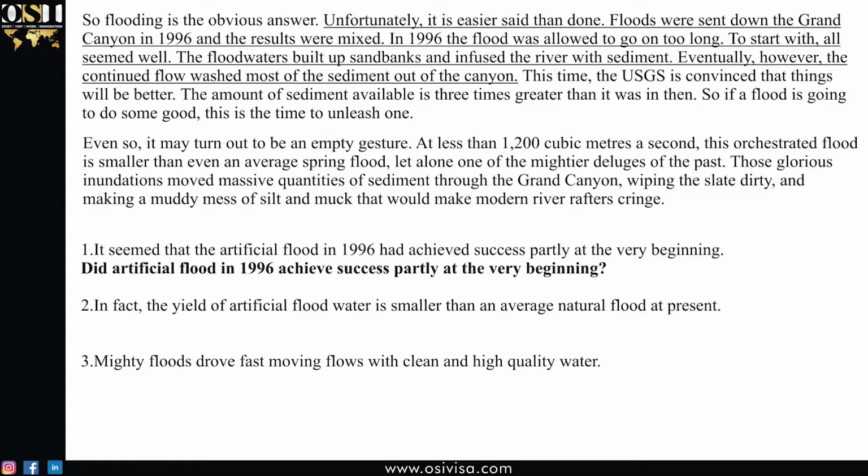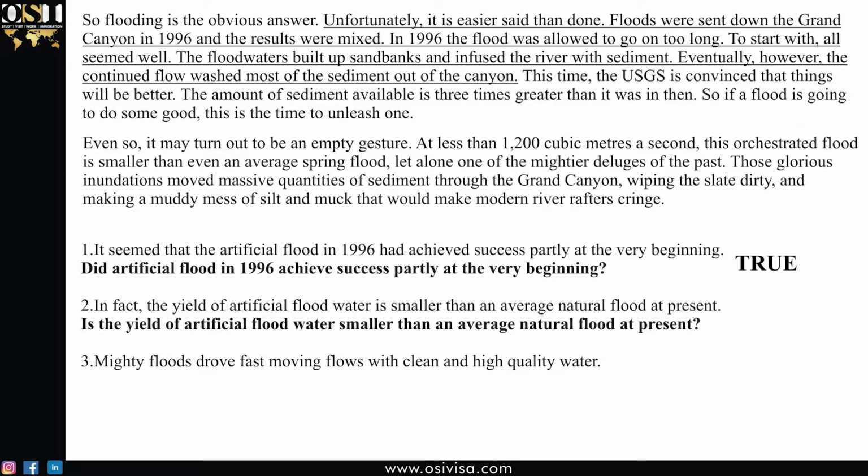So did the artificial flood achieve success partly at the very beginning? Yes, it did. So your answer is true. So true questions are always very easy. Let's move on to the next one. It says, in fact, the yield of artificial flood water is smaller than an average natural flood at present. So this one is very straightforward.